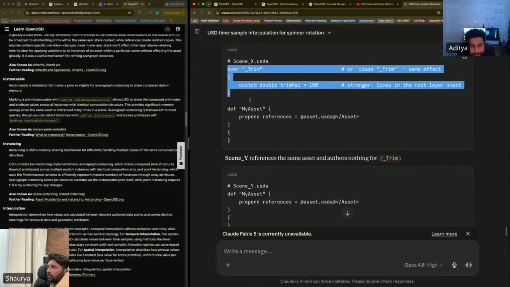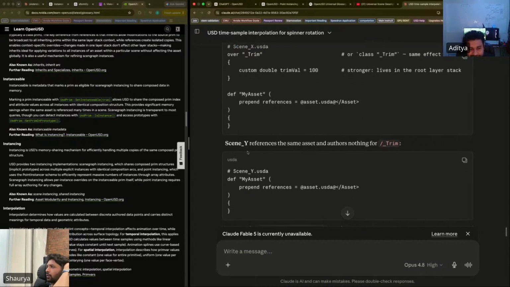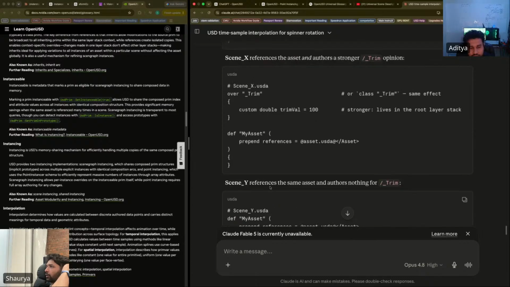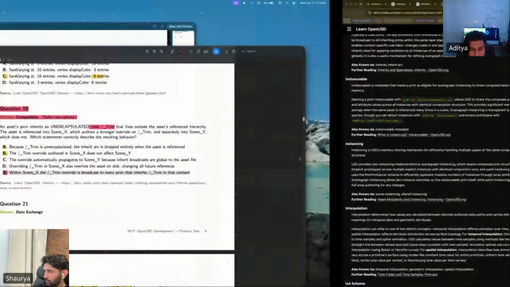If it is somewhere else, like even if this is CNX.USDA, right? And if, for example, it was in CNY.USDA, and it was inheriting here. So you're saying that this will also get updated to 100. Yes, that is what you're saying.